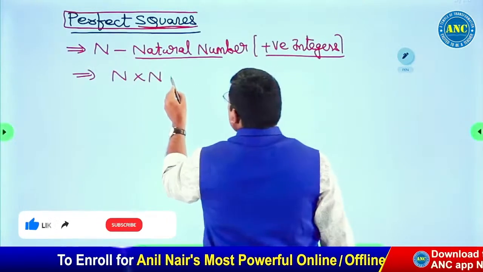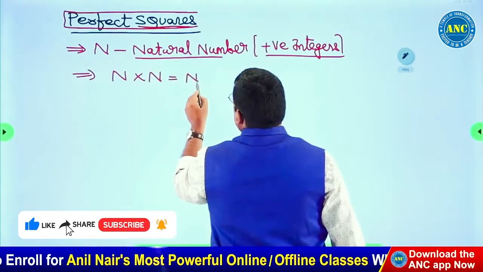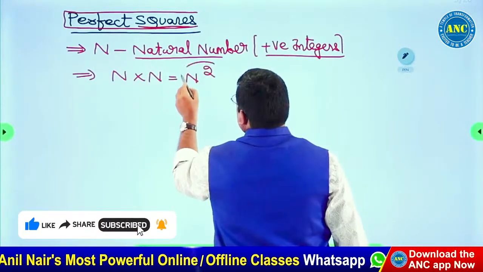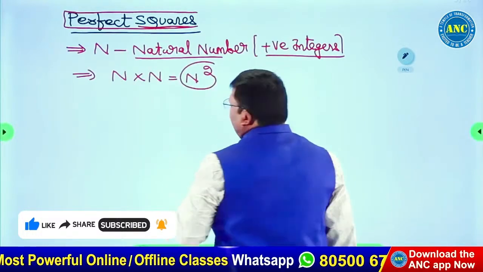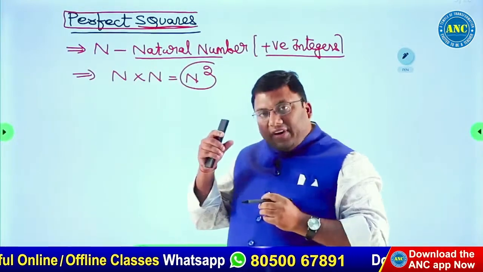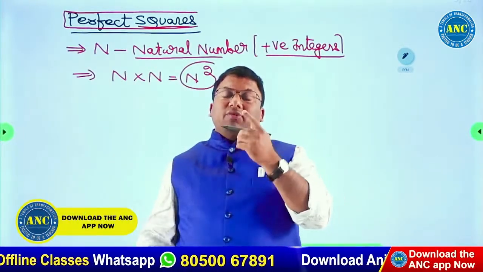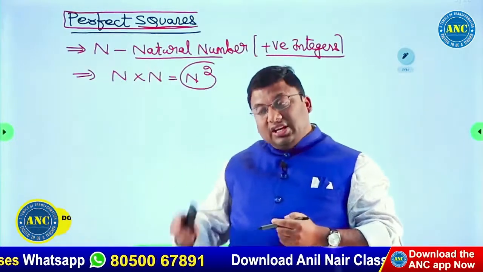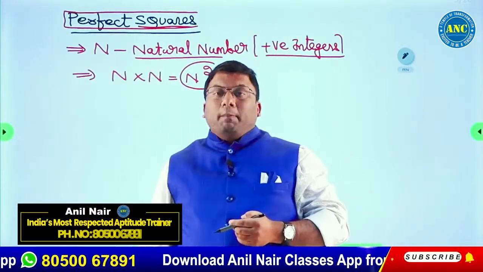When a number is multiplied by itself, I will get a perfect square. Any number multiplied by itself. If I take 4 and multiply it with 4, 4 4s are 16. 16 is said to be a perfect square.